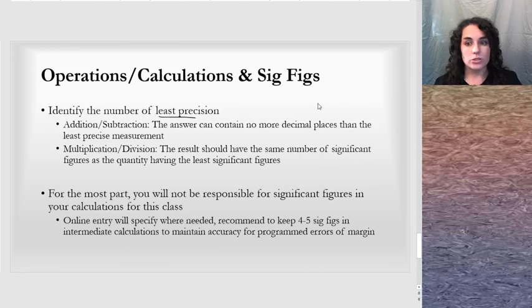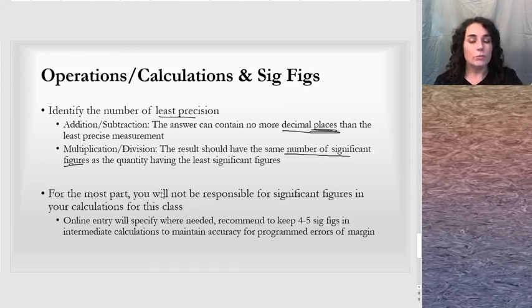So I have examples of this on the next slide, and I'm going to hold off giving examples. But we're going to keep in mind this has to do with decimal places, and how many decimal places the digit is known to. As opposed to multiplication and division, where the result should have the same number of significant figures as the quantity having the least number of significant figures. So this deals with decimal places, and this deals with the actual number of significant figures.